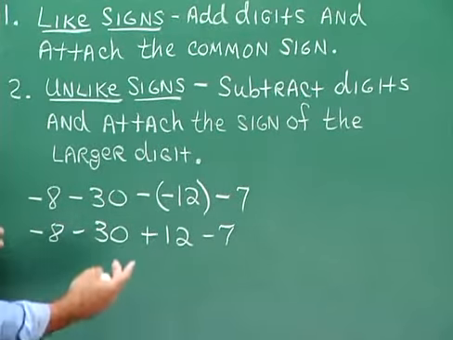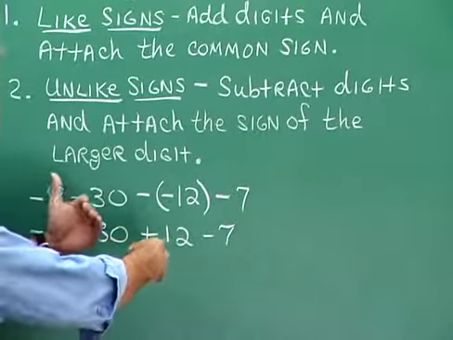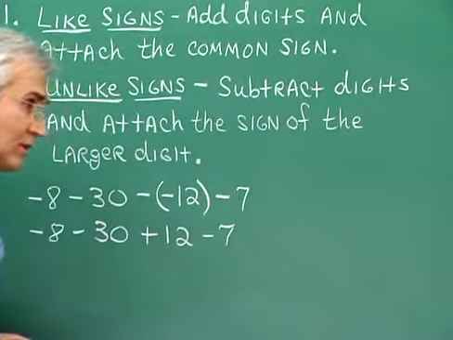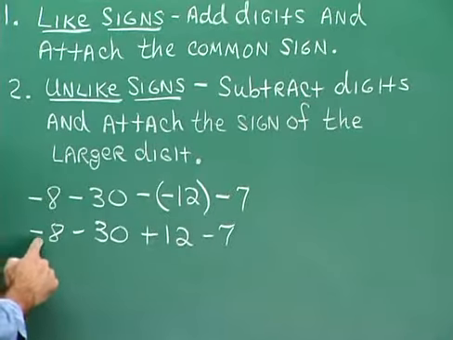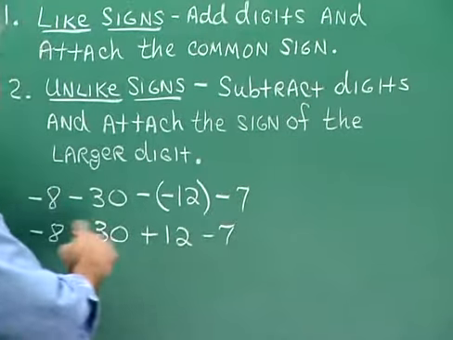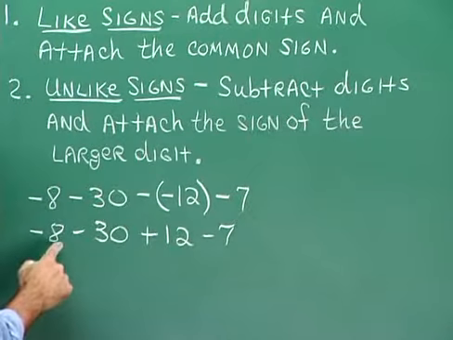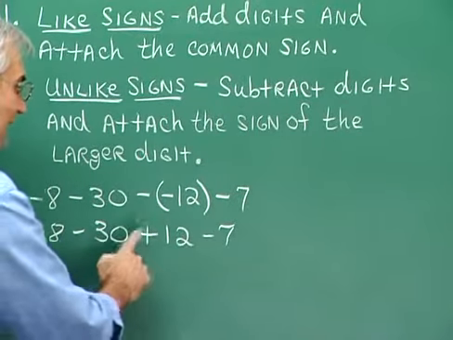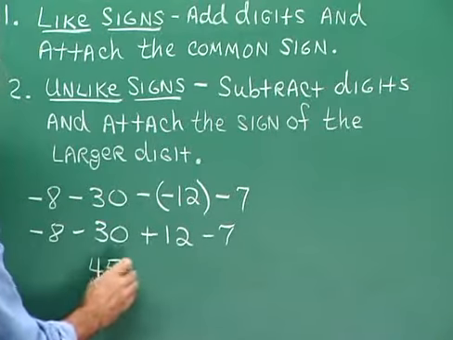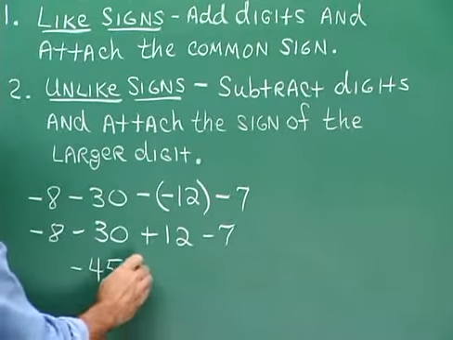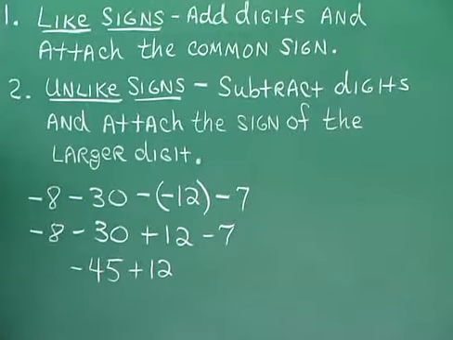Now, the numbers that have associated with them like signs mean that we can just add those values. So we have negative 8 with negative 30 with negative 7. Oh, same sign, add digits. 8 and 30 is 38, and 7 is 45. So we have 45 for the collection of all three of those, and attach the common sign, and now the plus 12. Oh, okay, different.